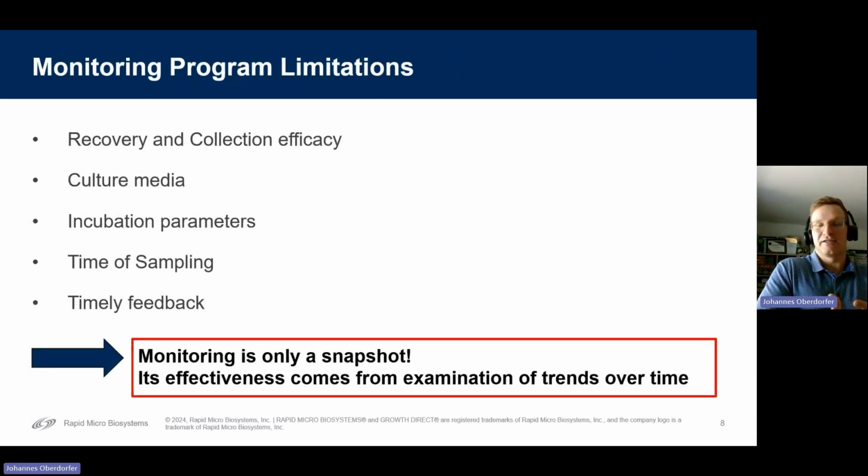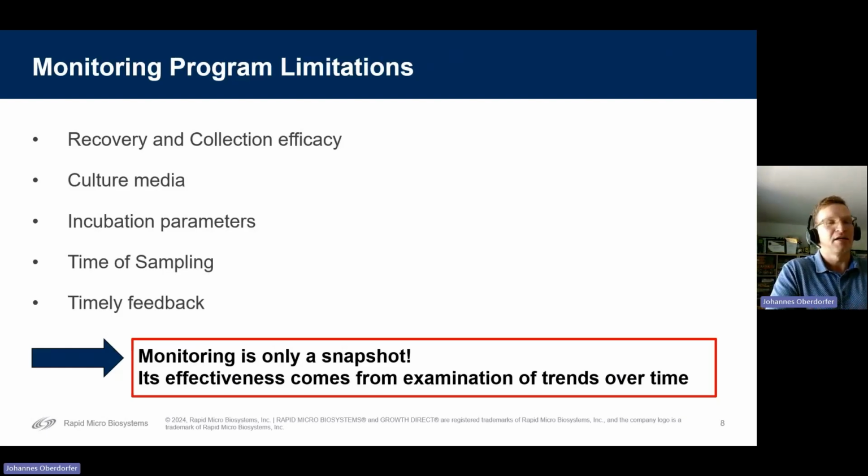It sounds like they are, but, as we had at the beginning, they are definitely not holistic. So we have limitations, and they come from different sources. First of all, we have recovery and collection efficacy. If we think of, for example, swab testing, what is the method of recovering what we just swabbed? Do we take the swab and then just streak onto our media plate, or do we filter and reconstitute the swab?